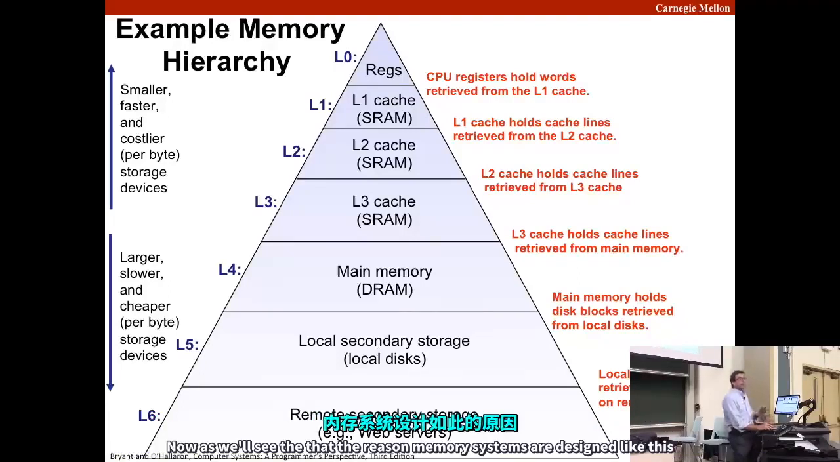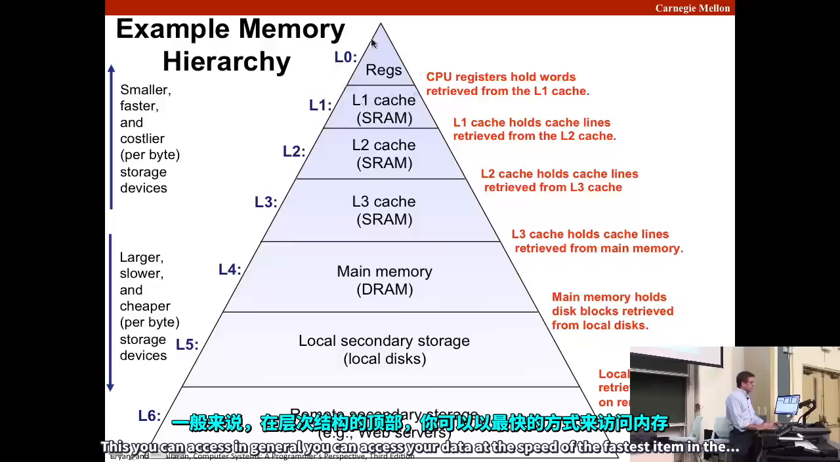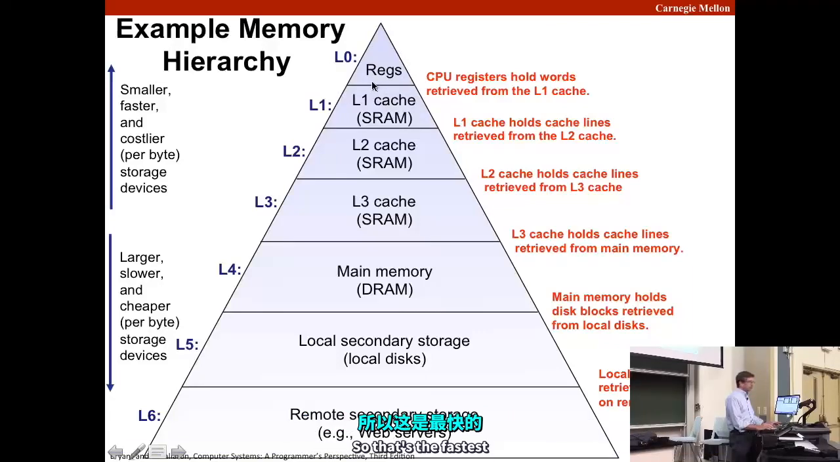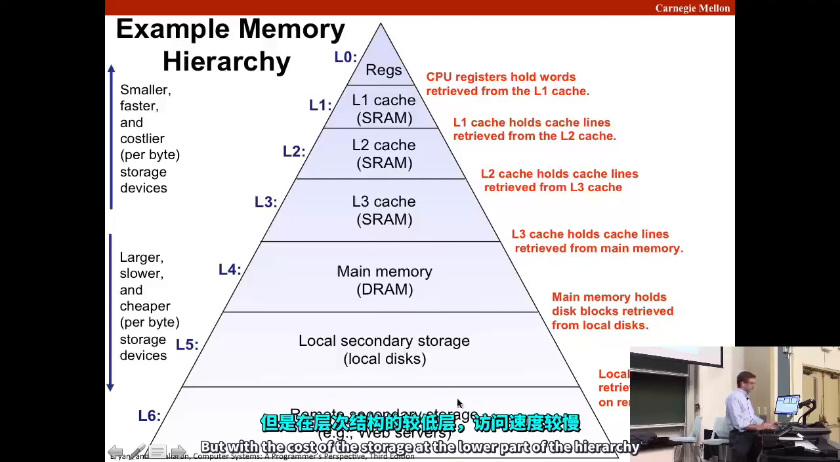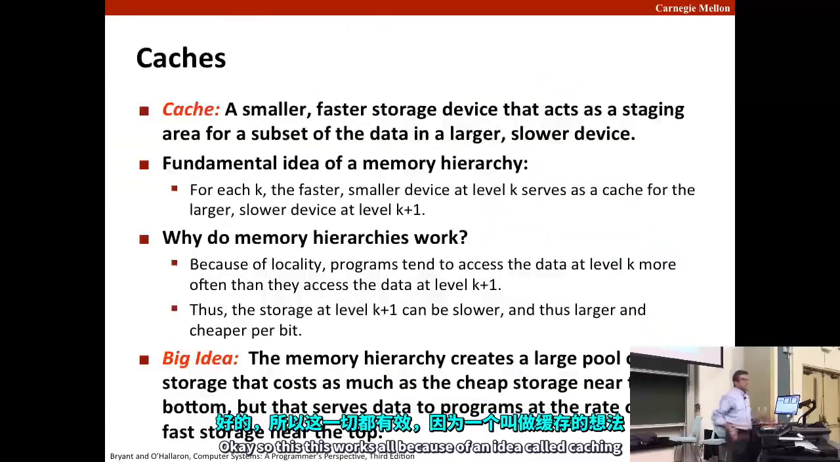Now, as we'll see, the reason memory systems are designed like this is that when you have this kind of system, you can access your data, in general, at the speed of the fastest item at the top of the hierarchy. So that's the fastest, but with the cost of the storage at the lower part of the hierarchy. Okay, so this all works because of an idea called caching.